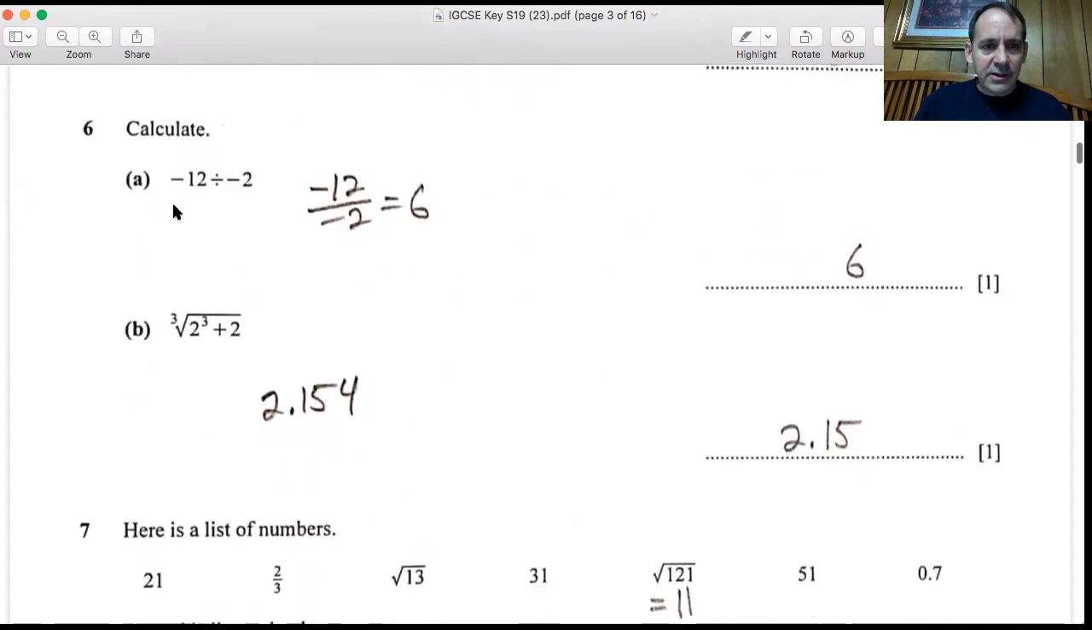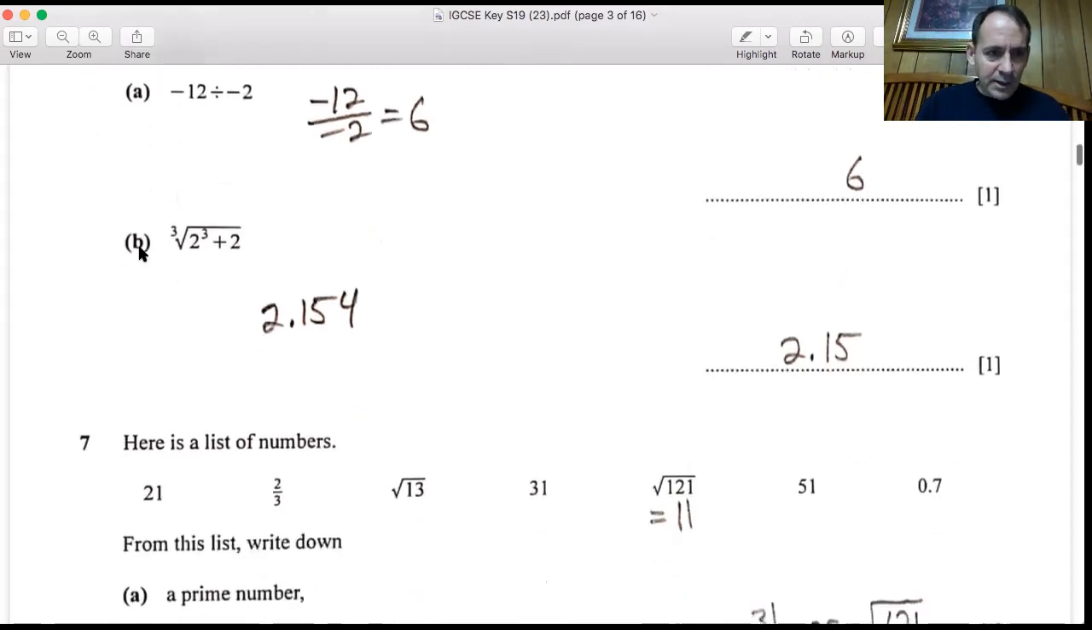Number 6, calculate -12 divided by -2. And so negative 12 divided by negative 2 is positive 6. If you were entering this into your calculator, you would want to put the negative 12 and the negative 2 in parentheses so that your calculator doesn't get confused on order of operations. Letter B, you've got the cube root of 2 cubed plus 2. Again, make sure that all of that is inside the root, and you should get 2.154, which to 3 significant figures would be 2.15.